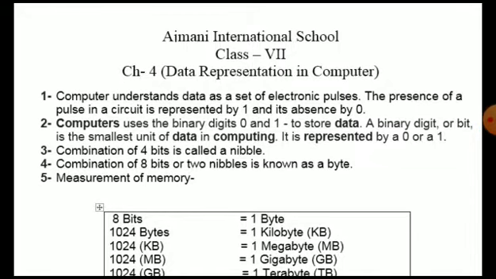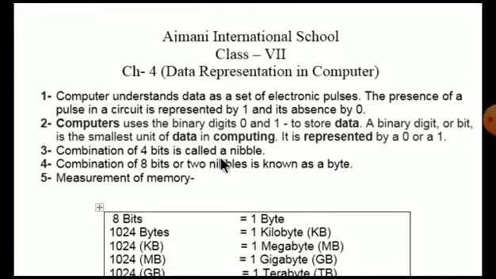So let's start. Computer understands data as a set of electronic pulses. The presence of a pulse in a circuit is represented by 1 and its absence by 0. Computer uses the binary digits 0 and 1 to store data. A binary digit or bit is the smallest unit of data in computing. It is represented by a 0 or a 1.